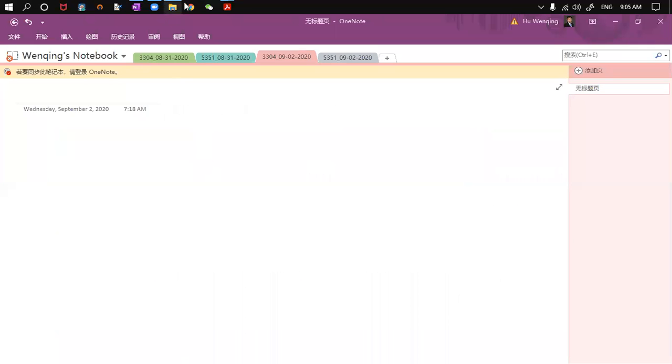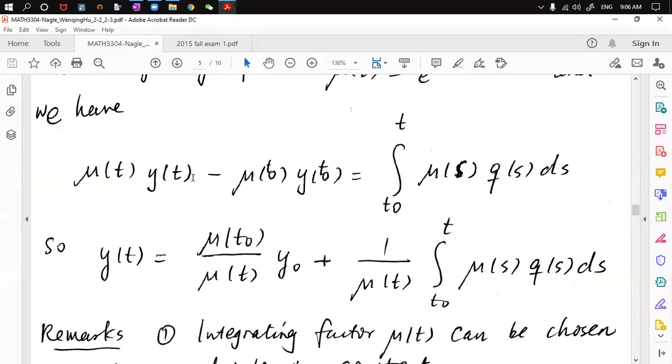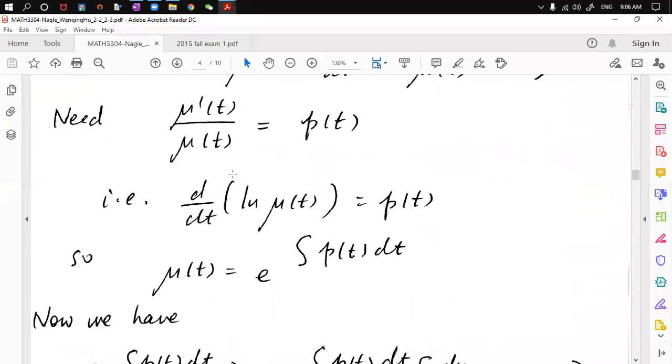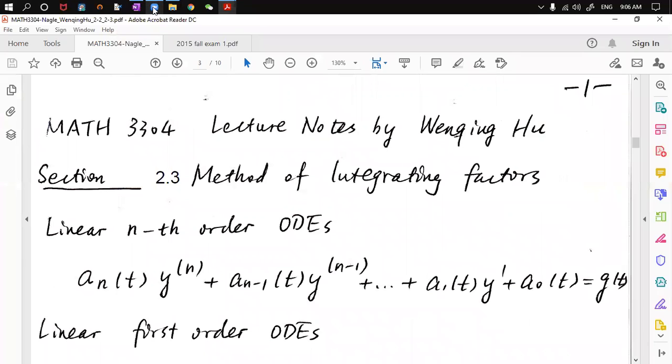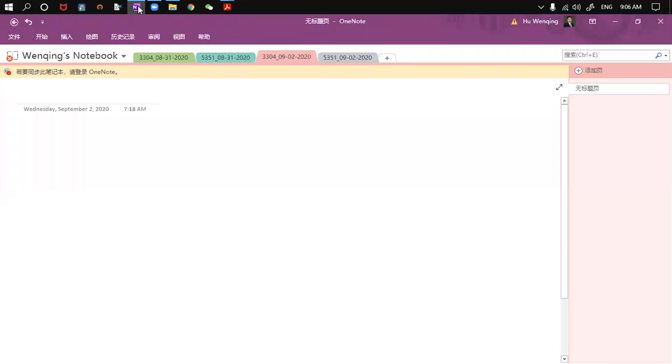Now let's start today's lecture. We're going to continue with what we were doing last lecture. In the previous lecture, we were doing first order equations. For example, we were trying to solve a differential equation of the form dy over dt equals f of t, y. This is a general first order equation.